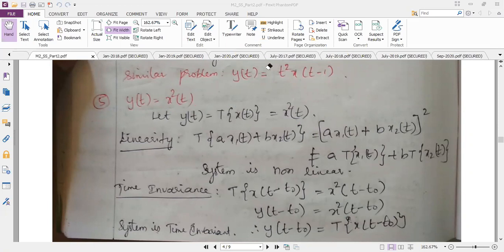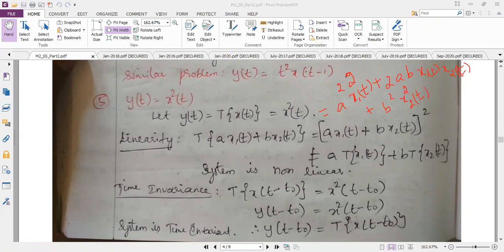So I will write here, it is (a + b) the whole square. So a square into x1 of t square plus 2ab into x1 of t into x2 of t plus b square into x2 of t square. So now I want you to just analyze here.